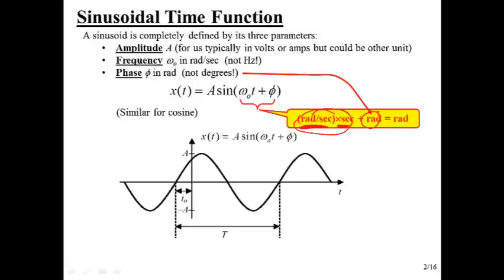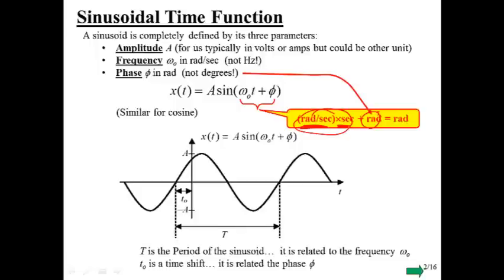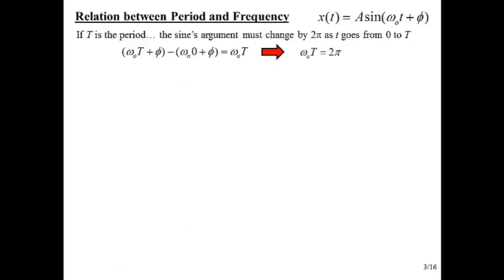So here's a picture of a sinusoid. Amplitude A is obvious what it does. The frequency is related to the period, capital T, and we'll see shortly explicitly how those are related. And this quantity t sub 0, which is a time shift, is related to the phase. So in the next couple slides, we'll take a look at how those things relate to each other.